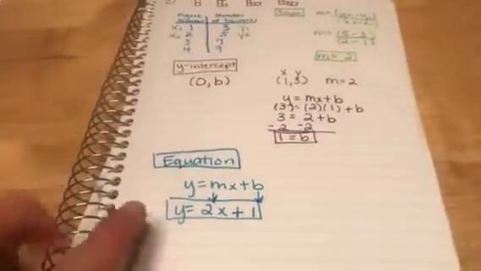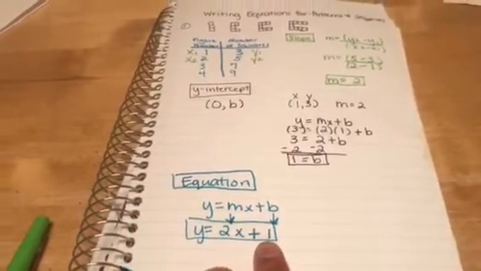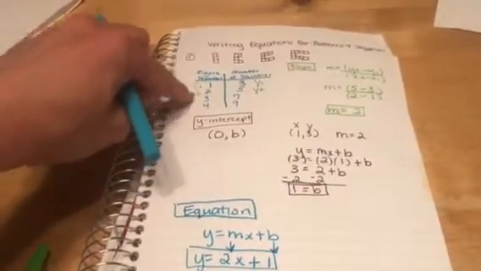We can type this in our calculator under y equals. Type all of this in, go to second graph, which brings you to your table, and see if it gives you the right table.